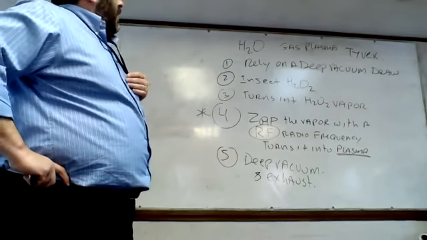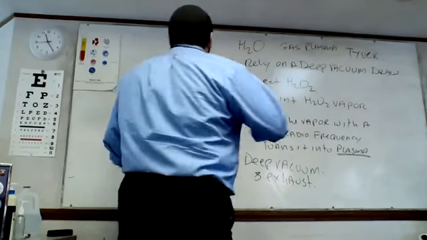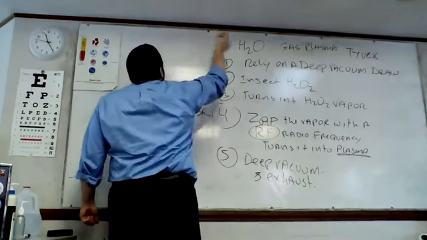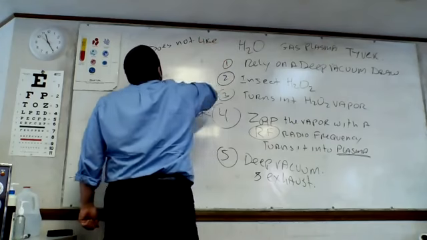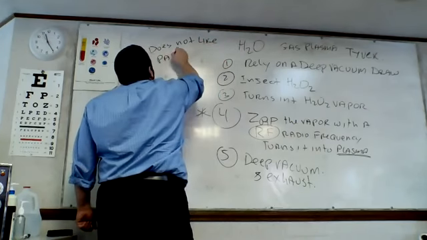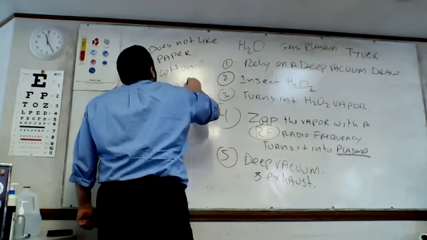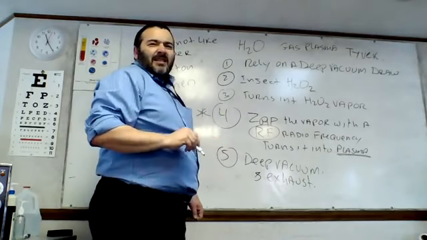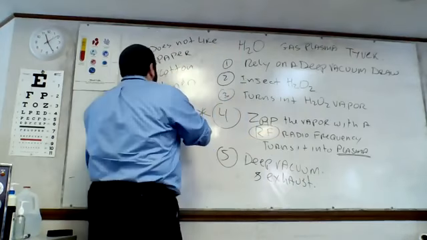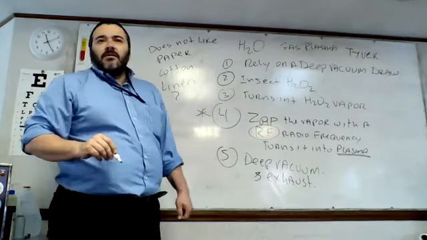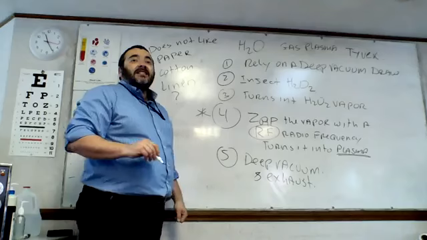One thing you should know, it's especially important for H2O2. H2O2, gas plasma, does not like the following things. Does not like paper, cotton, or linen. The question is, why? Because paper, cotton, and linen contain cellulose.